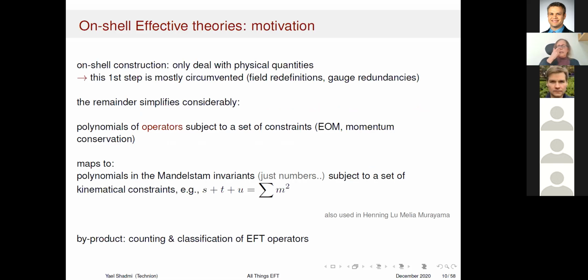But in an on-shell construction, a lot of this gets very simple. So in an on-shell construction, you only deal with physical quantities. And so this first step is mostly circumvented. You don't need to worry about field redefinitions or gauge redundancy. Instead of polynomials of operators that are subject to a set of constraints, like the equations of motion, this problem really maps to polynomials in the Mandelstam invariants. So instead of talking about polynomials of operators, here we're talking about simple polynomials in simple numbers subject to a set of kinematical constraints. So such as s plus t plus u equals the sum of the masses squared. So as a byproduct, one thing that you get out of this is a simple counting and classification of the EFT operators.